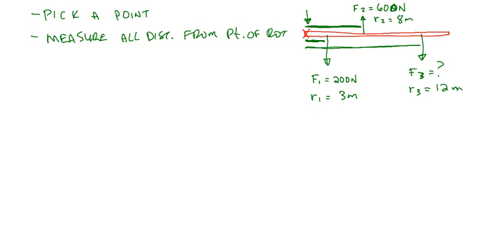Okay, so now I've got my numbers. The next step is always to sum the torques and set it equal to 0. Because I have 3 forces, I'm going to have 3 torques. That would be F1 times R1, F2 times R2, and F3 times R3. All of that is equal to 0. I do have to get my coordinate systems straightened out here and know whether I'm adding or subtracting these torques.